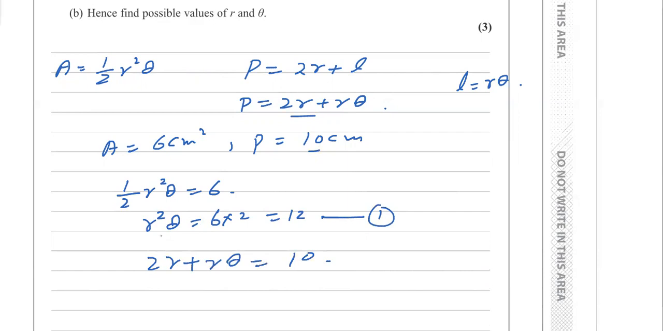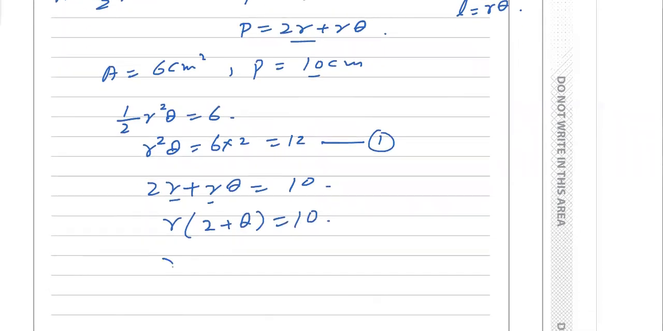Now I have to eliminate r, so I can take r common from this equation. Taking r common gives me r times (2 plus theta) equals 10. So I can make r the subject: r will be equal to 10 over (2 plus theta). This value of r I can put in equation 1, so r will be eliminated and we can get the required equation.